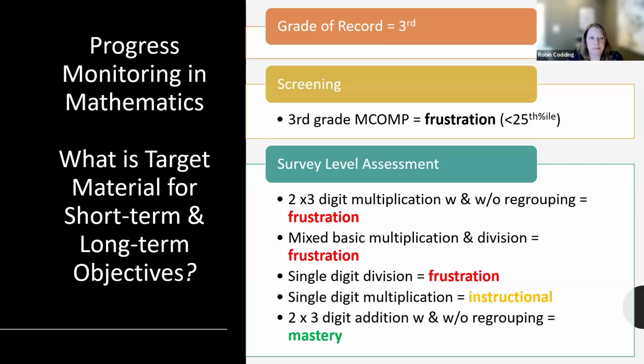So let's give you an example here. This is monitoring progress in math. The grade of record is third. The screening tool that we had was an MCOMP tool. The student was performing in the frustration range, below the 25th percentile. Our survey level assessment illustrated the following: they were frustrational in 2 by 3 digit multiplication with and without regrouping, frustrational in mixed basic multiplication and division facts, and frustrational when we gave just plain single digit division facts. They are instructional at single digit multiplication, and they've mastered 2 by 3 digit addition with and without regrouping.